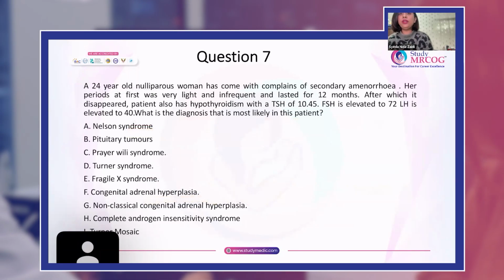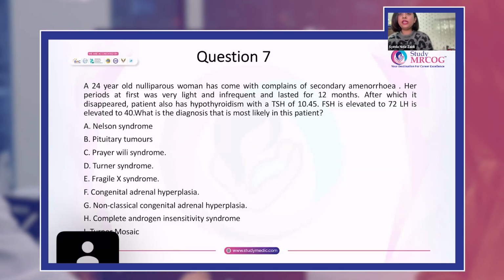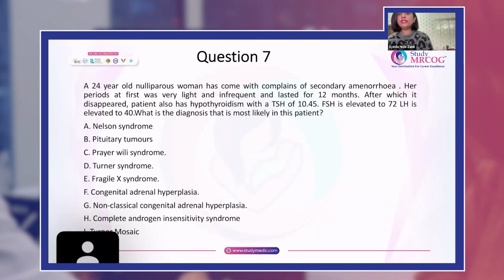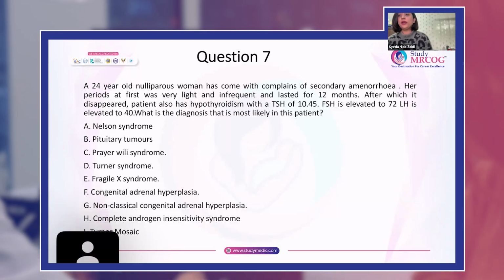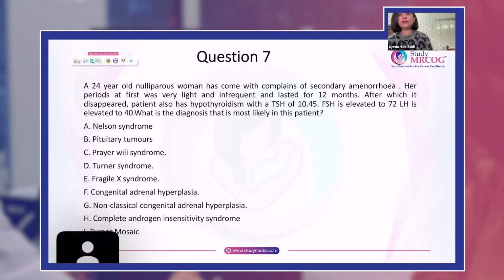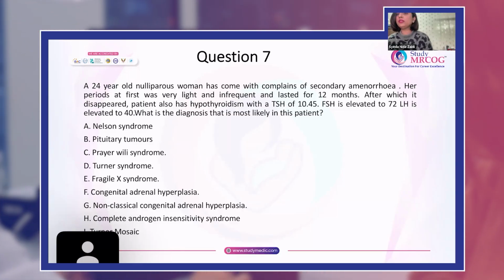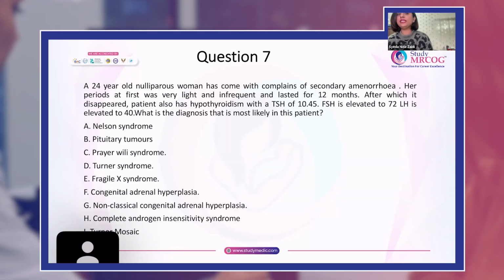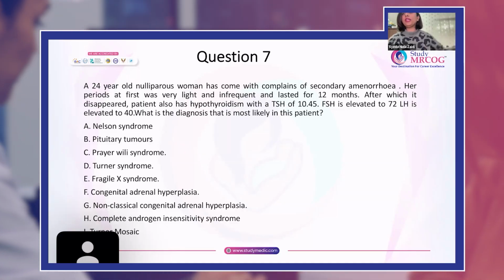Question number 7. A 24-year-old nulliparous woman has come with complaints of secondary amenorrhea. Her periods at first were very light and infrequent and lasted for 12 months, after which they disappeared. Patient also has hypothyroidism with a TSH of 10.45, and FSH is elevated to 72, LH is elevated to 40. What is the most likely diagnosis in this patient? So, in this case, all the options have been given to us. The investigations done so far show that FSH is elevated. In this case, if FSH is elevated, she most probably has some sort of premature ovarian insufficiency.